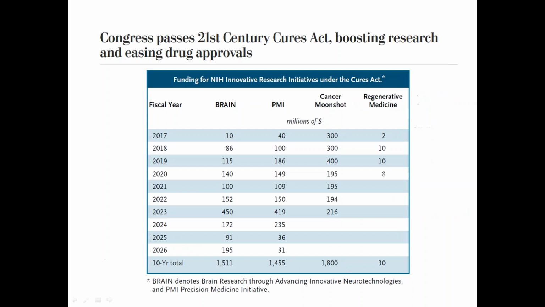It's important to realize, and here are some of the additional details from that Cures Act, which shows you how the money is spread across multiple years to fund brain research, precision medicine. PMI is the Precision Medicine Initiative, the so-called Cancer Moonshot program, and some other areas such as regenerative medicine. So this is really a very important piece of legislation.